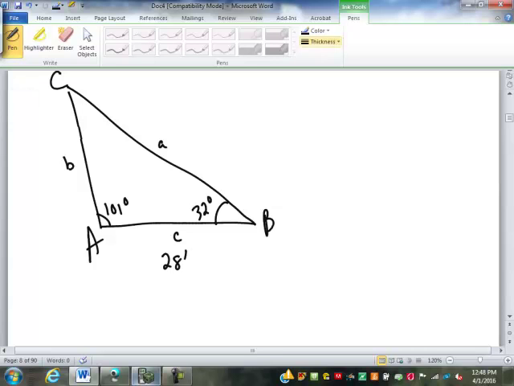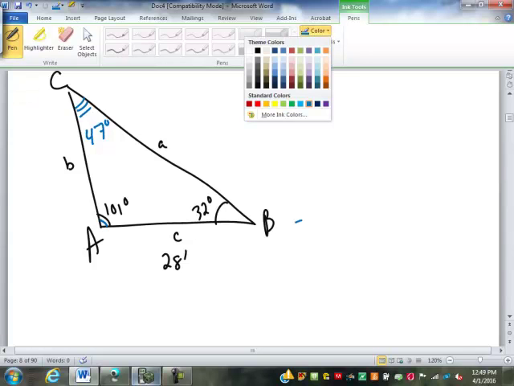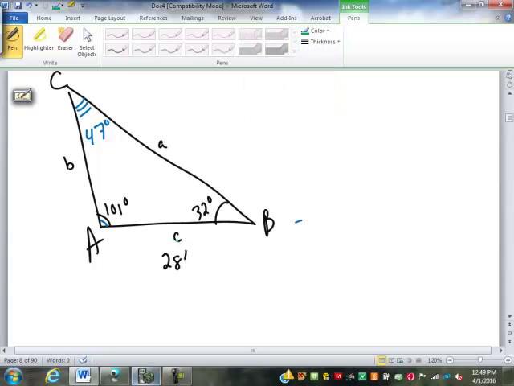First step, do I have a side and its opposite angle? Always the first thing I look for. No. So we're going to have to find angle C here, which is going to be what? 47 degrees. So 47 degrees there. Now what do we do next? Okay, yes. The side that we have is the 28. Its opposite angle is 47. So 28 over the sine of 47 degrees. If I want to find side A first, what goes on the other side?